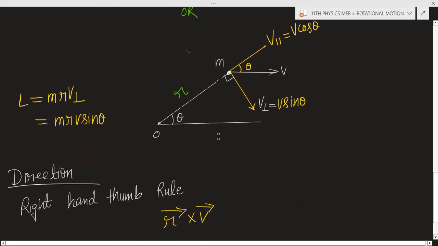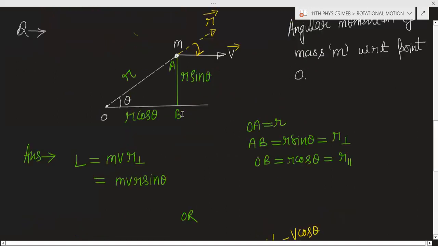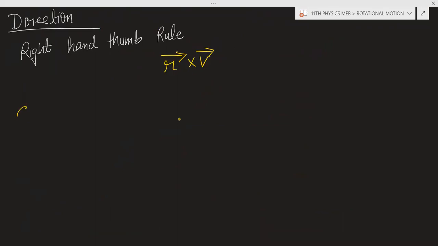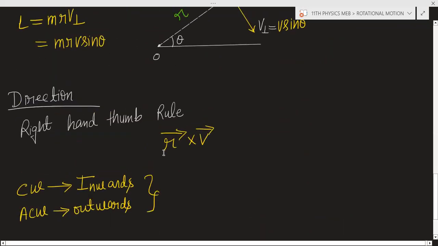And by convention, in another way you can also find the direction of the angular momentum. This is clockwise, and clockwise is represented as inward. Clockwise angular momentum is inward, and anti-clockwise angular momentum is outward. If you can remember all this, then you will get your answer properly.